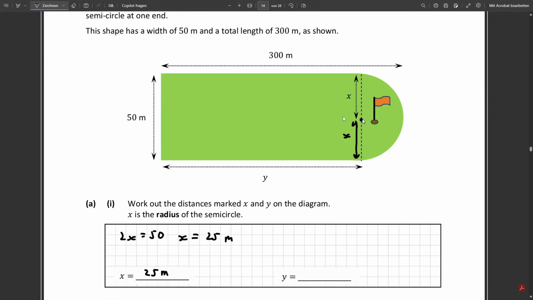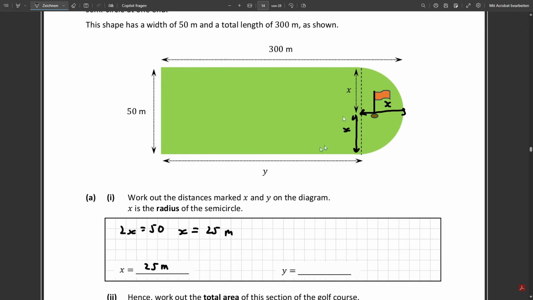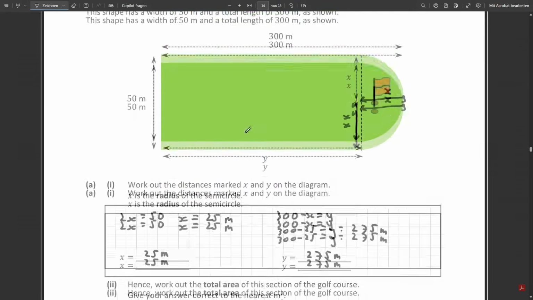And in terms of y, well, if it's a radius, we also know that here to here is x. So then y is going to be 300, this whole thing, minus this x, will give us that y. So you have 300 minus x equals y. So 300 minus 25 is equal to y. And 300 minus 25, that's 275. And that's in meters again. It's 275 meters.